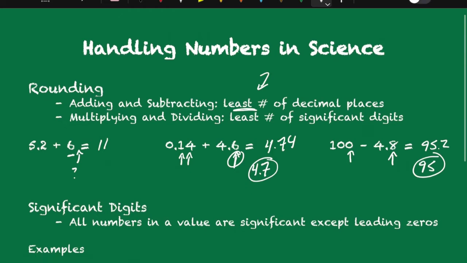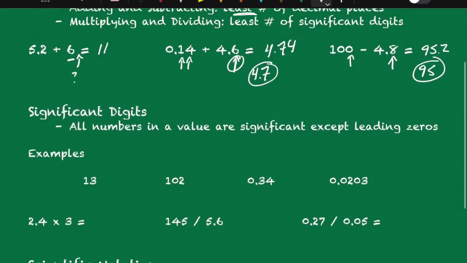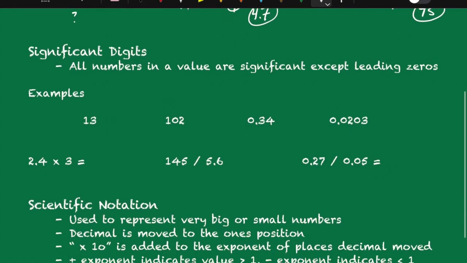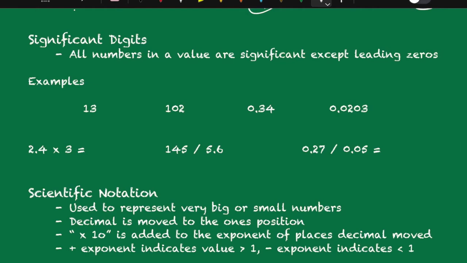Now we'll take a look at significant digits, as that's how we're going to know how to round the multiplying and dividing. So significant digits, all numbers in a value are going to be significant except for the leading zeros. Those are just placeholders, so we won't count those in the accuracy of a number. So examples just for determining significant digits here. 13, those aren't zeros, there's no leading zeros. There's two digits there, and we have two significant digits.